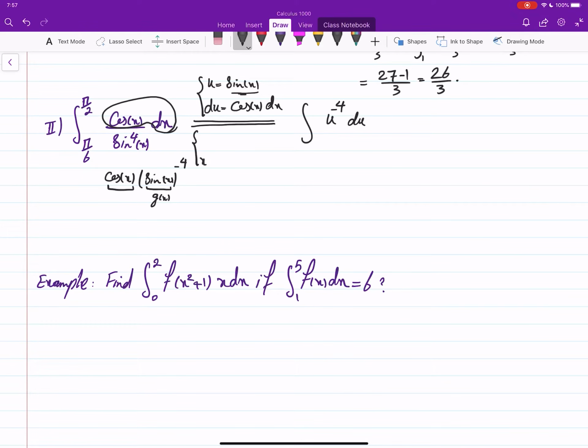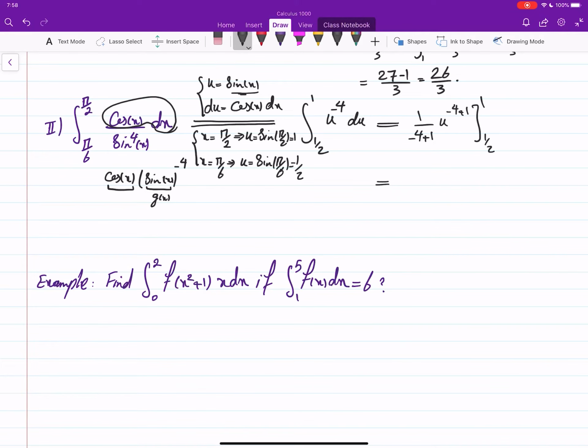How about limits? Well, the x integral has lower limit pi over 6. From that, the u integral is going to have sine of pi over 6, which is half. And the x integral has upper limit pi over 2, so the u integral is going to have upper limit sine of pi over 2, which is 1. From here, you do 1 over negative 4 plus 1, u to the power negative 4 plus 1, going from half to 1.